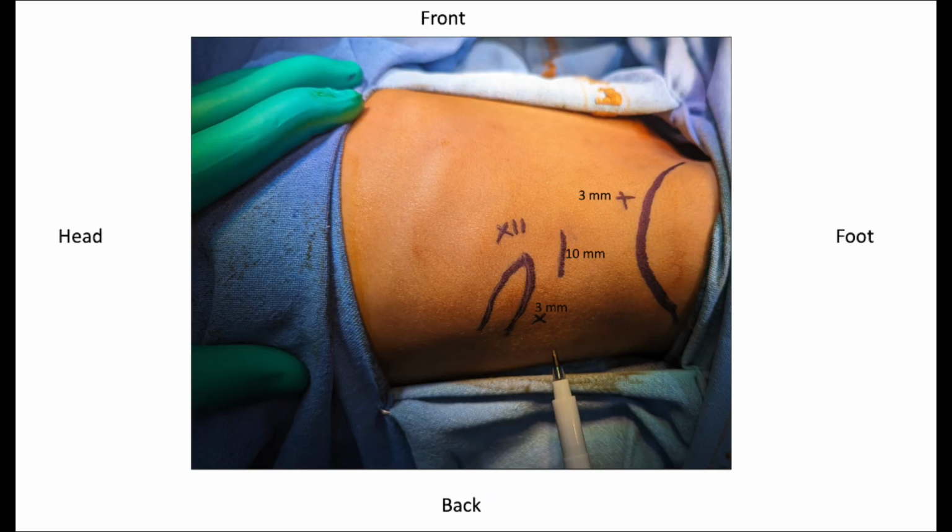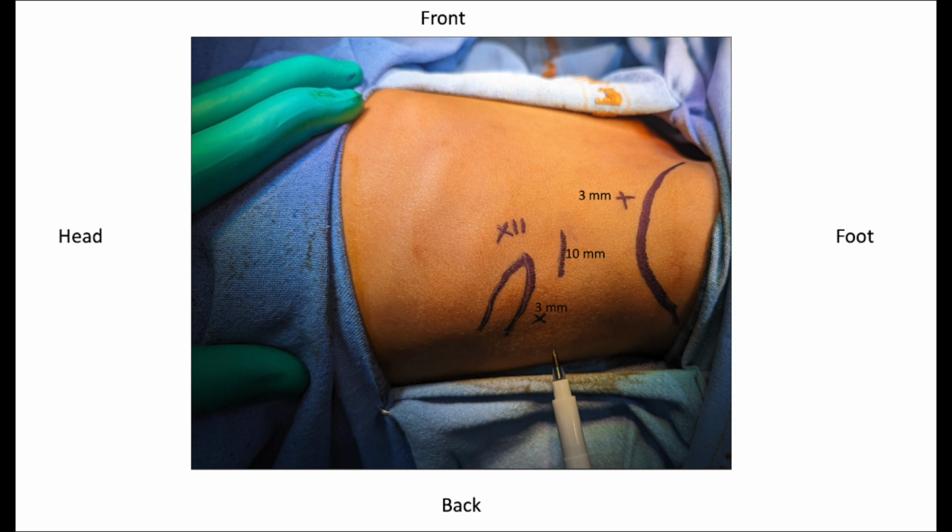For port positioning in a retroperitoneoscopic pyeloplasty, it is a useful exercise to mark the anatomical landmarks along with the ports. Here, as you can see, we have marked the 12th rib and the iliac crest. The 10 mm camera port is stationed 1 cm below the tip of the 12th rib and the two 3 mm working ports are stationed at the costovertebral angle and above the iliac crest respectively.